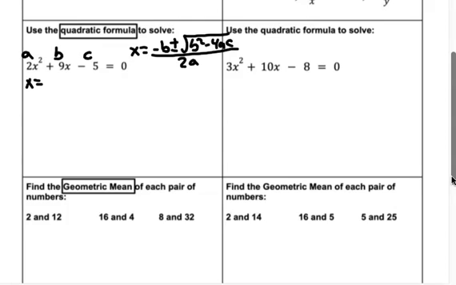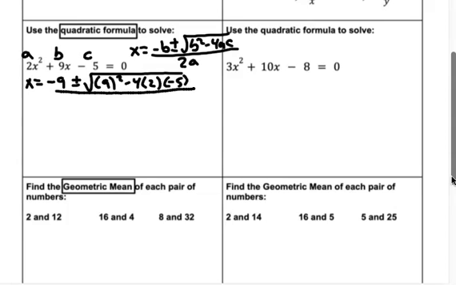x is equal to negative b. That's the opposite of b, so negative 9 plus or minus the square root of b squared, which is 9 squared, minus 4 times a is 2, c is negative 5. All of this is over 2a, which is 2 times 2.